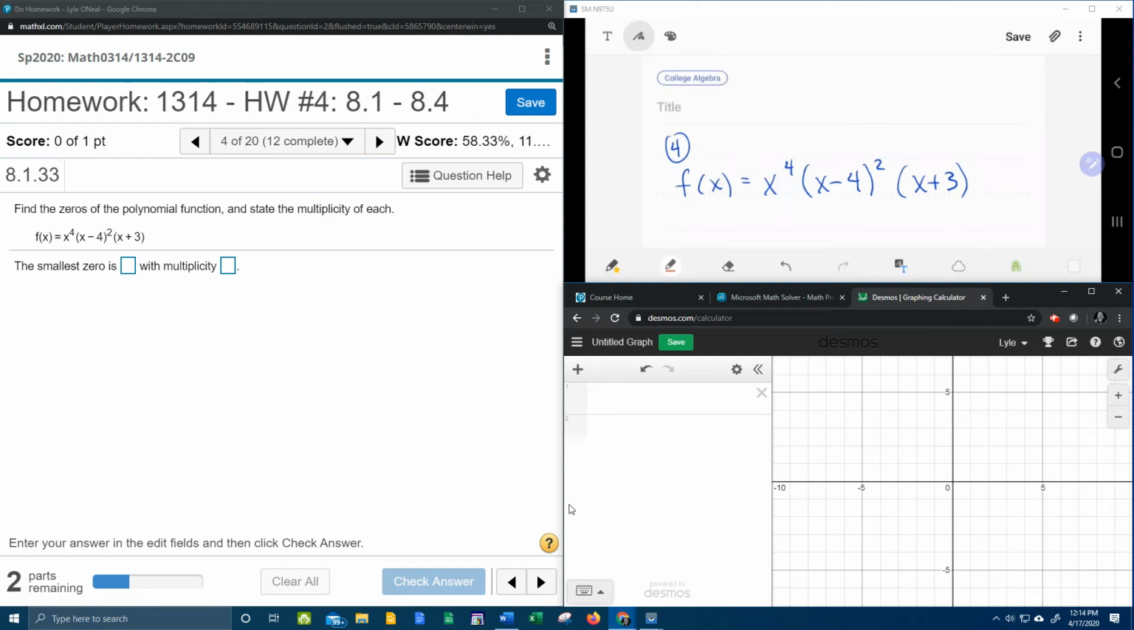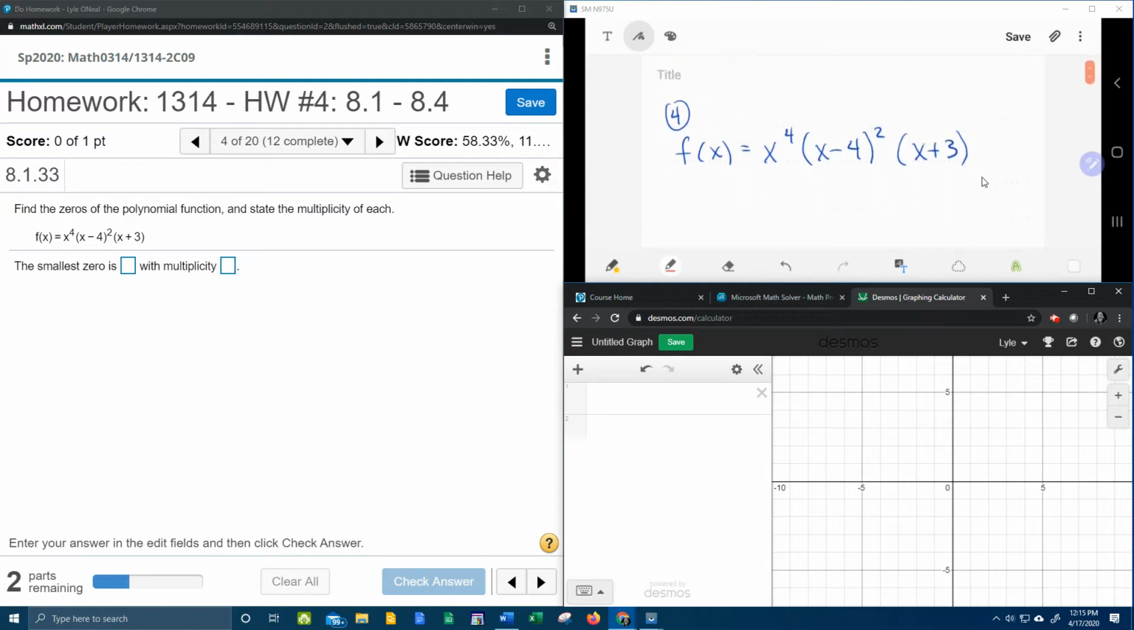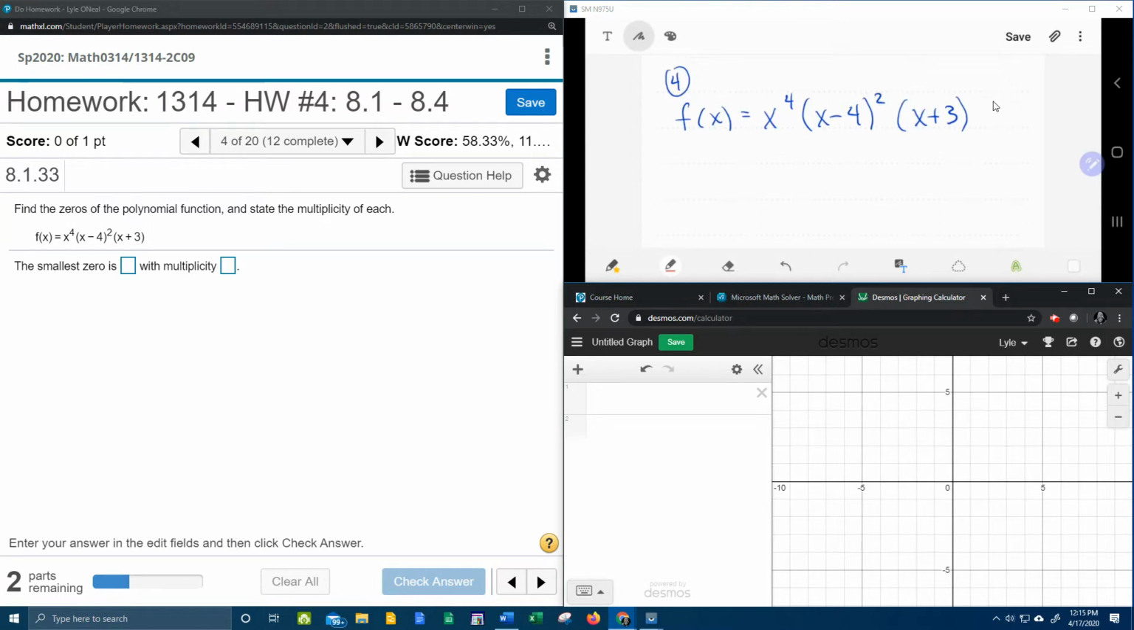From our college algebra homework in my math lab, number 4. It wants us to find the zeros of the polynomial function and state the multiplicity of each. So I've copied my function down over here, and we're going to go through and find all of the zeros. And then in order to put these into my math lab correctly, it wants the smallest zero first. So we'll have to find them all, figure out which one is smallest, and then go with that first.